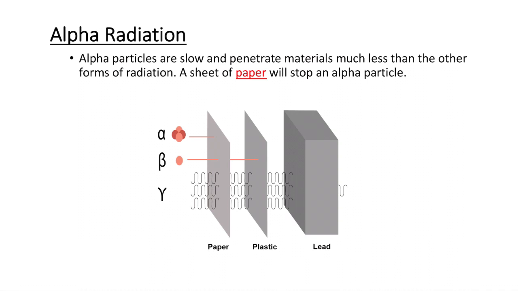So alpha particles are slow and penetrate materials much less than other forms of radiation. So a sheet of paper will stop an alpha particle. So you can see here, it shows an alpha, a beta, and a gamma symbol. The top one is the alpha particle. You can see it's the biggest, it's the most massive. And because they're so big, heavy, and slow, they really can't travel through much. So it goes through air, no problem, but if it hits something like paper, it's done. It's going to stop. So alpha particles are not a concern because they can't make it through anything. So our skin is thicker, it can't make it through that.